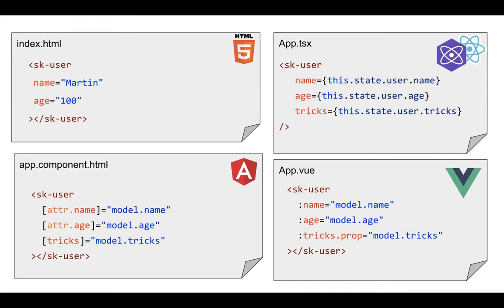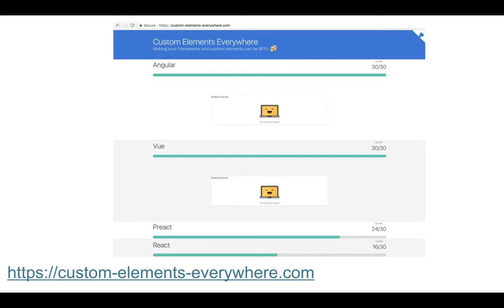And if you want to know more, there is this awesome website created by Rob Dodson for Google, Custom Elements Everywhere, and there is unit test coverage showing which frameworks have what support of interop. As you can see, Angular and Vue have full support. React is pretty decent, and React is like 16. Come on.